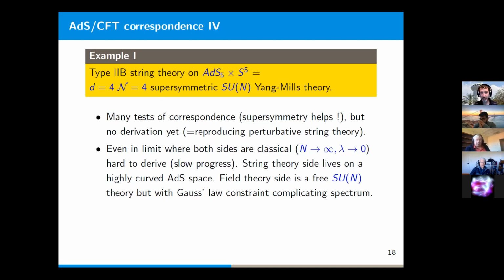And the reason that it's difficult is that the two classical theories here are rather complicated. On the string theory side, we have just classical strings, but they live on a highly curved AdS space, while on the field theory side, we have just a free SU(N) theory, but it is still a gauge theory where we have a Gauss law constraint that complicates the spectrum.